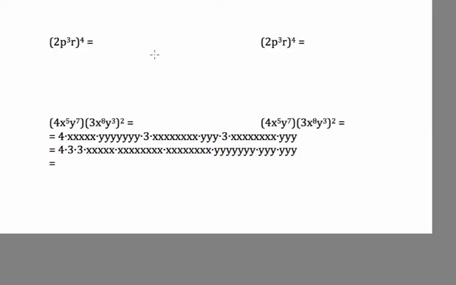Two p to the third r, all raised to the 4th power. So let's just take a look at how this will look written out. When you raise something to the 4th power, that means you multiply it by itself 4 times. So then when you rearrange the pieces, as you can when everything is all multiplied together, it will look like that.